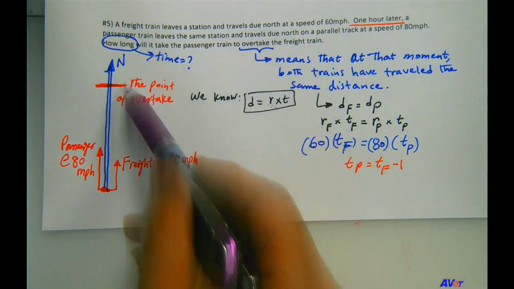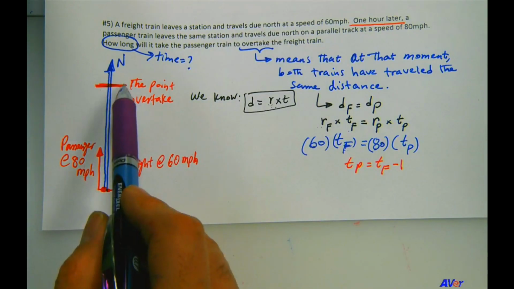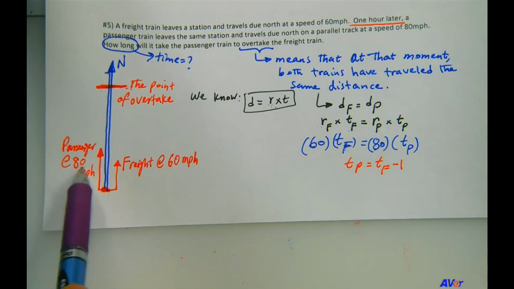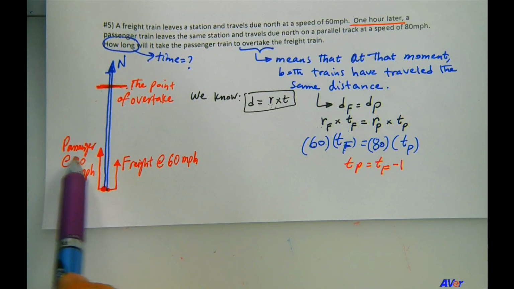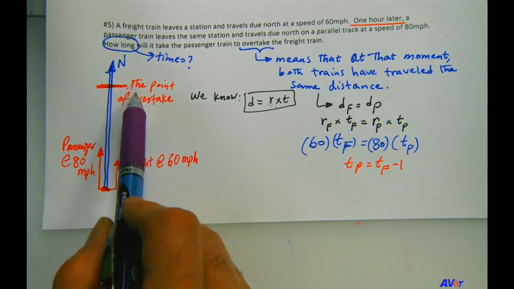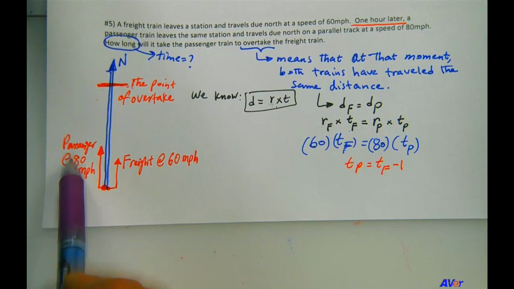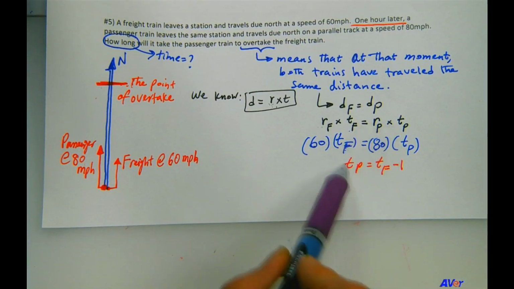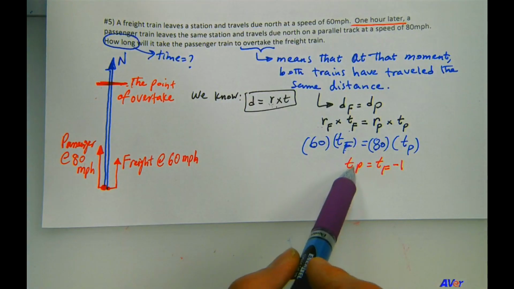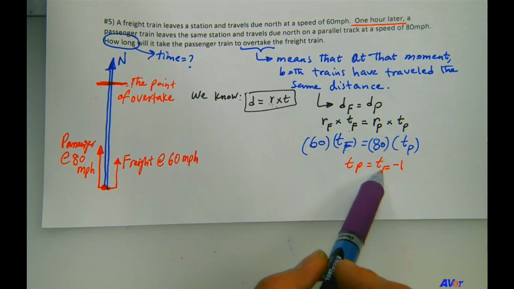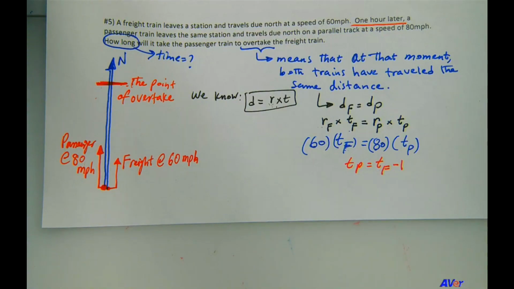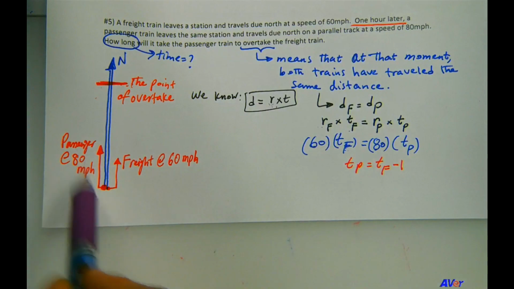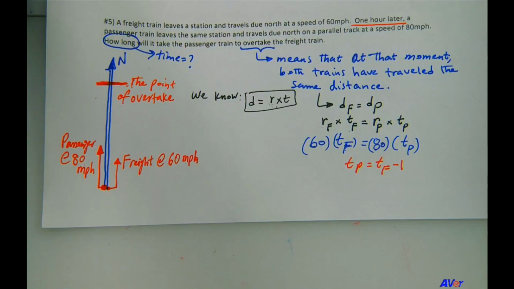At the time of overtake, if the freight train has been in motion for 9 hours, the passenger train must have been in motion for 8 hours. If the freight train has been in motion for 6 hours, the passenger train must have been in motion for 5 hours. So that's the relationship. The time that the passenger train has been in motion is equal to the time the freight train has been in motion minus 1. Always 1 less, right? Less duration for the passenger train having been in motion when the overtake happens.